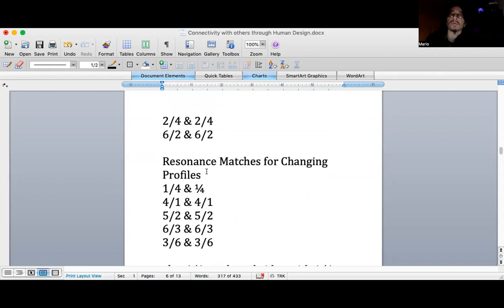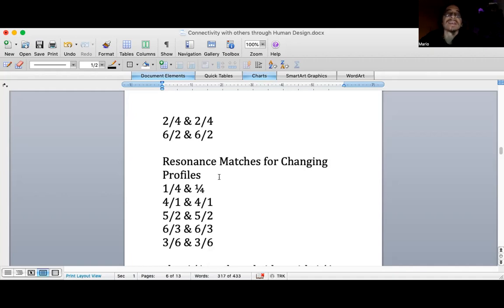These are resonance matches here for the changing profiles. So it'll be a 1, 4 with another 1, 4 or 4, 1. This is rarer because the changing profiles are less common. So they're more rare. I don't know what the percentages are for a 1, 4 to meet another 1, 4, but I don't think I've known more than one 1, 4. I have at different times, but not enough to really introduce them or something.